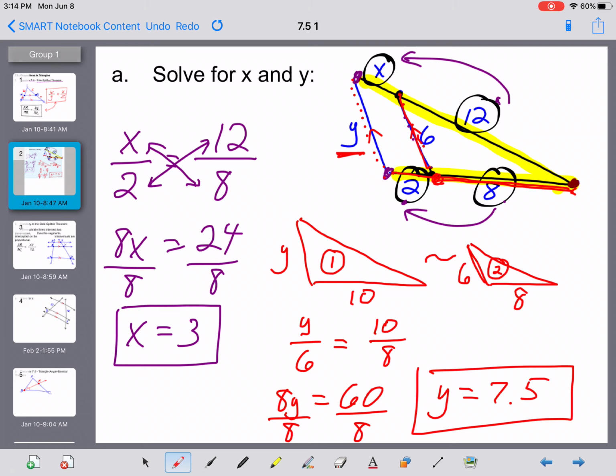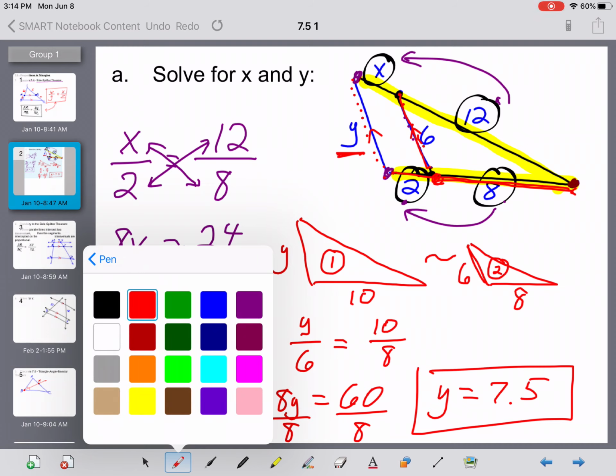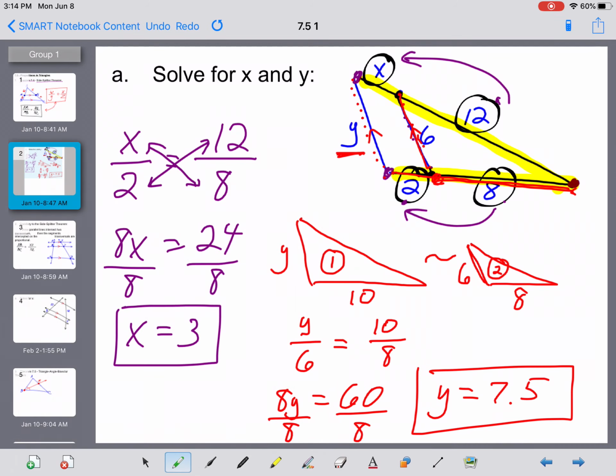The one thing I want to warn you about here, guys, I want to take just a second and show you a little error analysis. A lot of people tend to over-apply the side splitter theorem, and they tend to set up something like this, y over 6. They're looking here, and then they want to look usually here and here, and they get something like y over 6 is equal to 2 over 8. Now, if we follow that through, we're going to get 8y equals 12, and dividing by 8, we're going to get y equals 1.5.